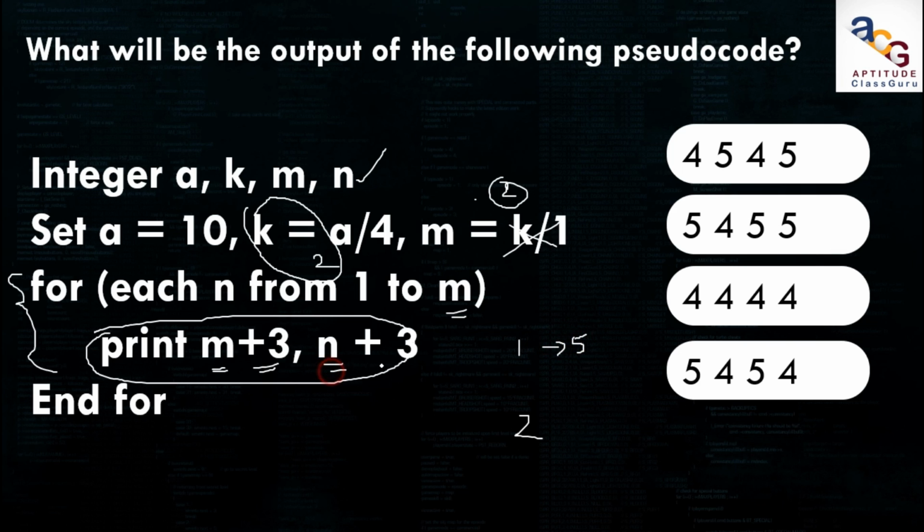And the next n plus 3, what is the value of n? Initially it is set to 1, right? Now the value of n is 1. 1 plus 3, 4. So in the first iteration, the output will be 5, 4.